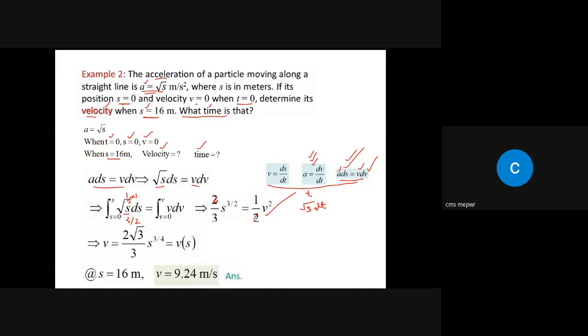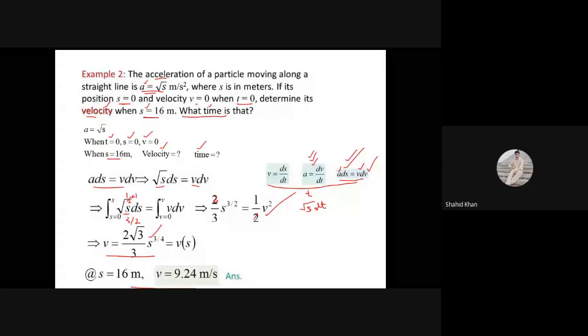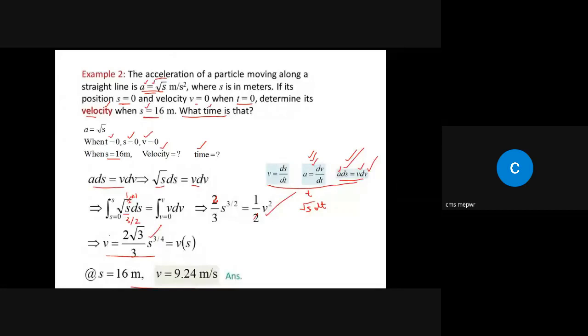Now you need to take the square root, and you will get this value. When s is equal to 16 meter, you put s over here and you will get your velocity value, right? Now what we can do, we can use this equation or we can use this equation. We have an option for both. Let's use this one. We need to find out time.